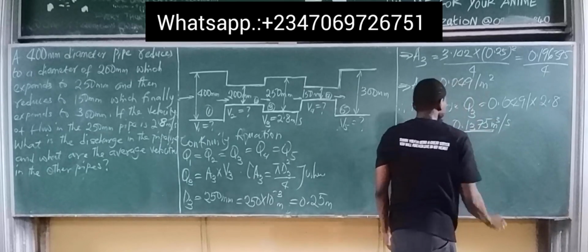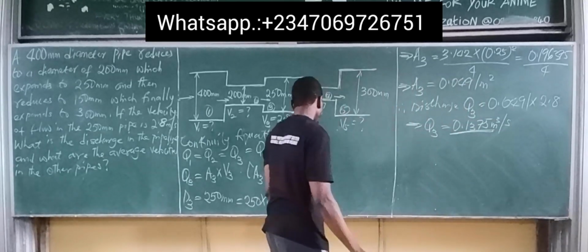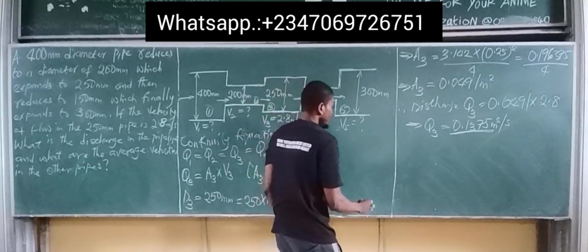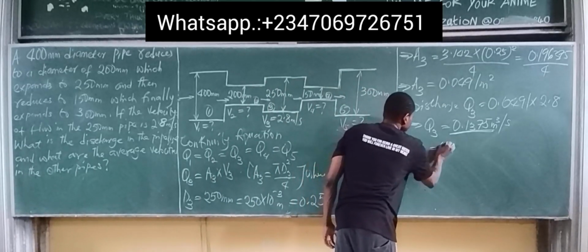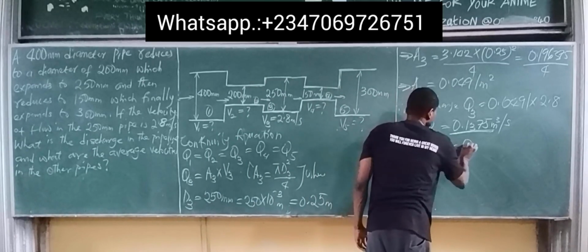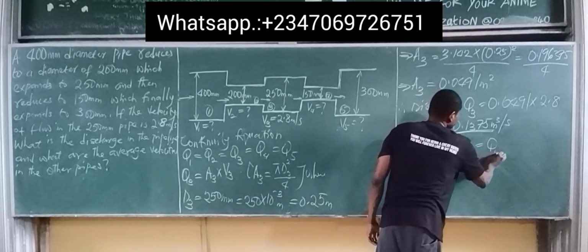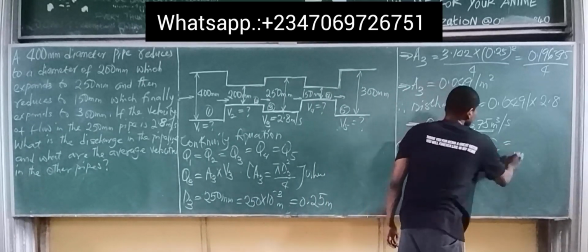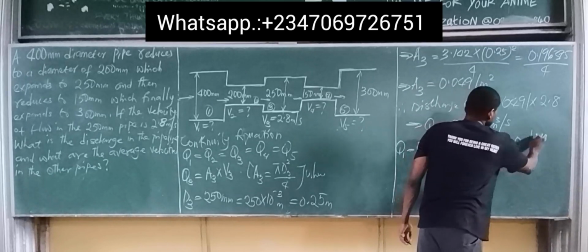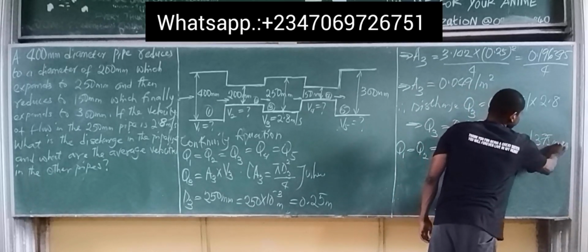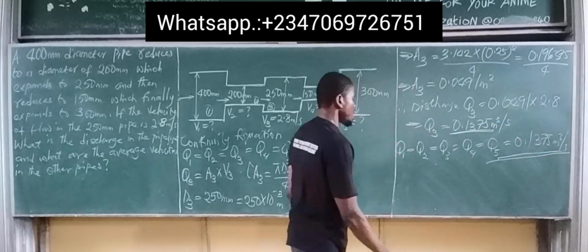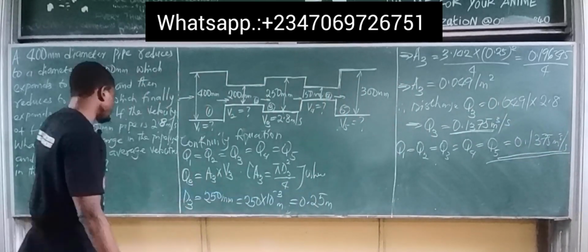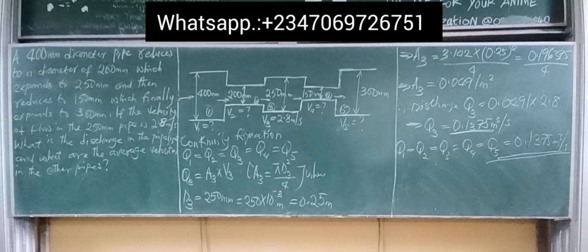So this becomes discharge in pipe 3, but not forgetting from the continuity equation that Q1 equals Q2 equals Q3 equals Q4 equals Q5, and that's equal to 0.1375 meter cube per second. So this becomes the discharge through the pipeline. So the first question is solved: determine the discharge in the pipeline.